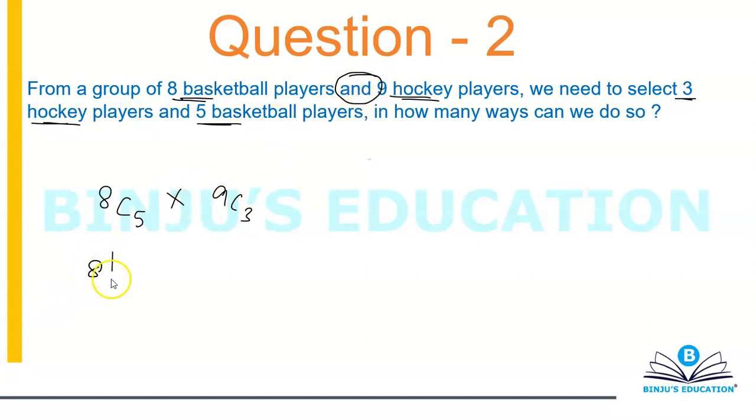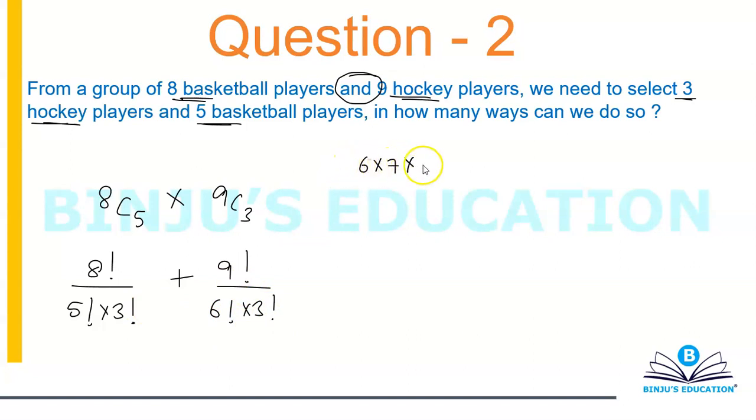So this will become 8 factorial by 5 factorial into 3 factorial, and 9 factorial by 6 factorial into 3 factorial. If I solve the first one, that will be 6 into 7 into 8 divided by 1 into 2 into 3. So 2 and 3, 6 goes. This will become 56. 8 sevens are 56.